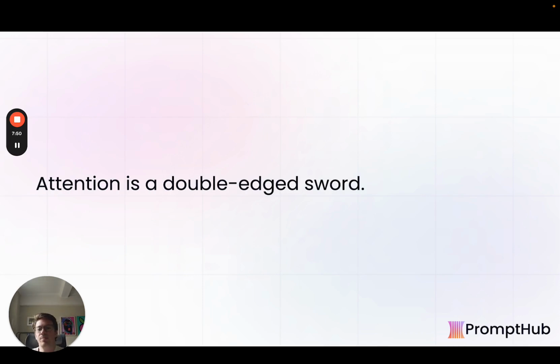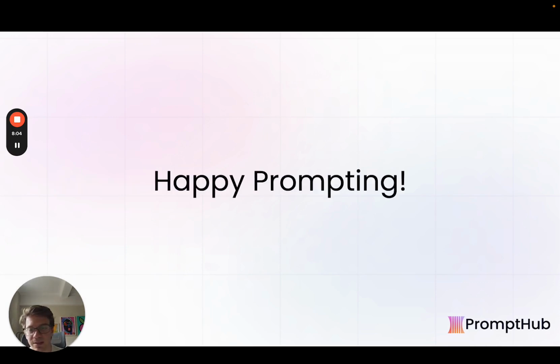Wrapping up here, attention is what makes LLMs super powerful, but it can also send them down the wrong path if there's just a little bit of irrelevant context. So doing a pre-processing step, maybe with a smaller model if you're worried about latency, could be a really good way to combat this and make sure that the model stays on task and you get good outputs.